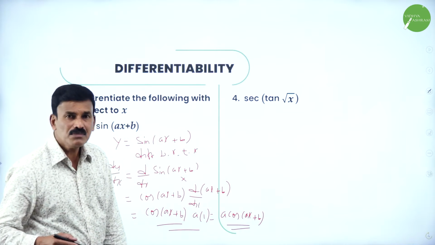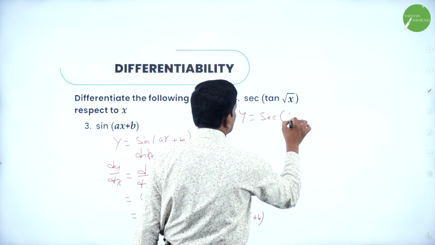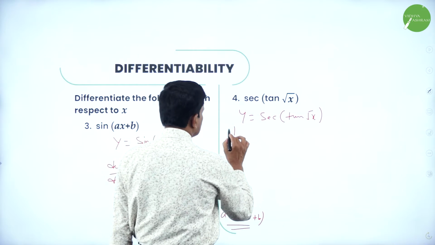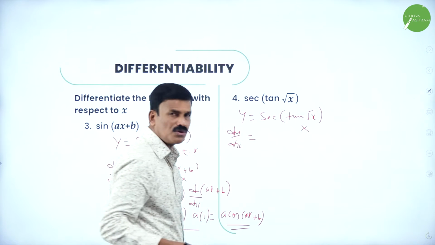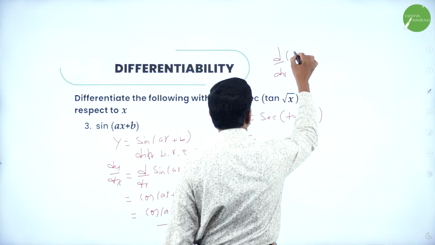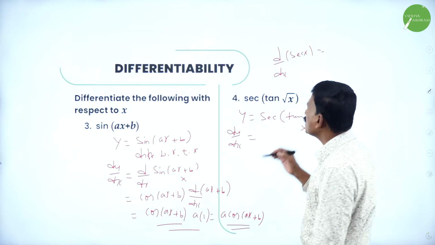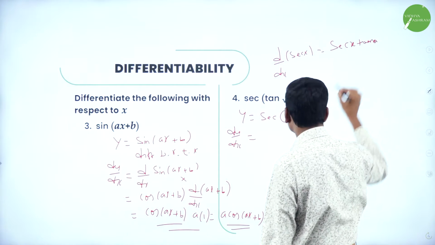Now, let us come to a similar type problem. Y is equal to secant of tan root x. Now, differentiate this. Dy by dx is equal to, now let us call it as x. You know what is the derivative of secant x? D by dx of secant x is secant x into tan x, right?